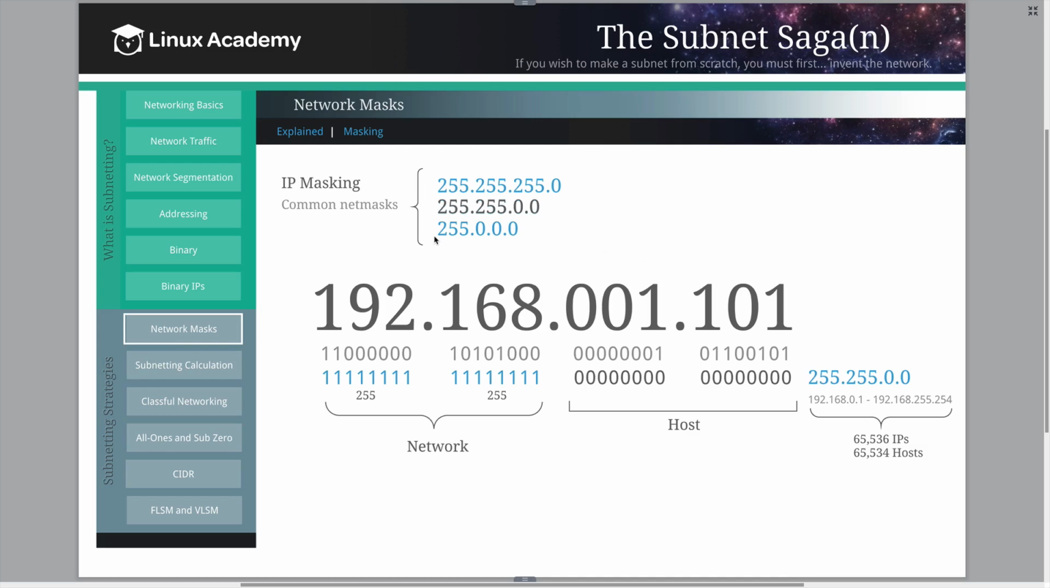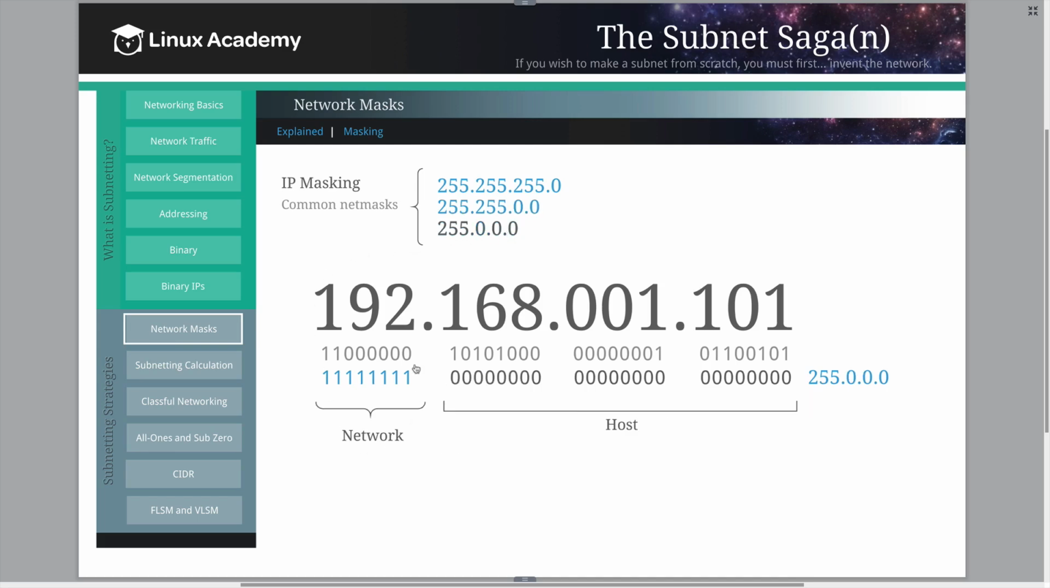And then the last example here we have is 255.0.0.0. So now our network portion is even smaller, and our host portion is even larger. Again, the 255 represented in binary, and then .0.0.0, all representing the hosts, and we end up with a range of 192.0.0.1 to 192.255.255.254, which is almost 17 million IPs and hosts.